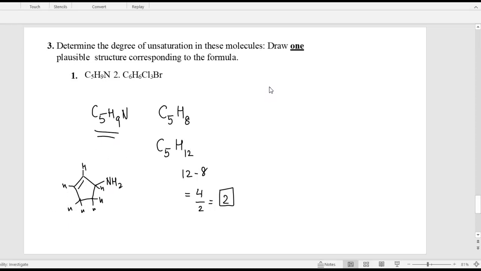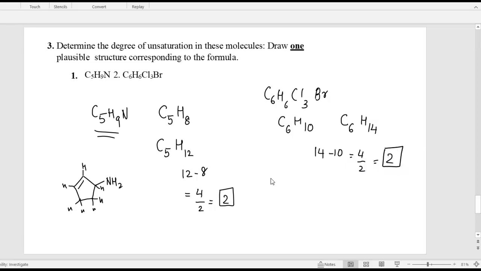Let's look at the next one, C6H6Cl3Br. Whenever we have halogens, you add that many hydrogens to the formula. So we have C6H6, but then 7, 8, 9, and 10. So this corresponds to C6H10, and then you compare it to the saturated analog, which is C6H14. That should be the saturated analog. Subtract 14 minus 10, that equals 4, divided by 2. So you get a degree of unsaturation of 2 for this one also.